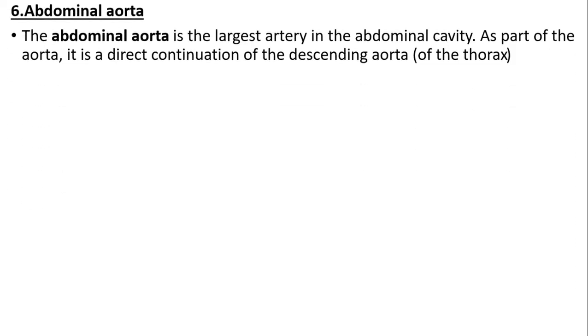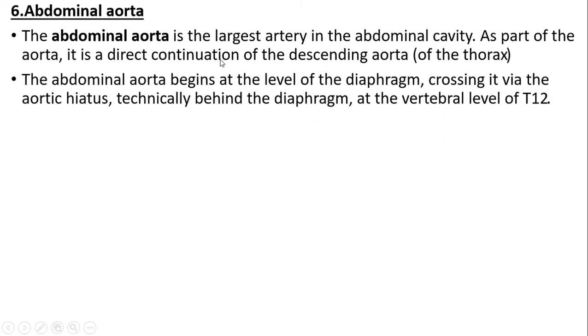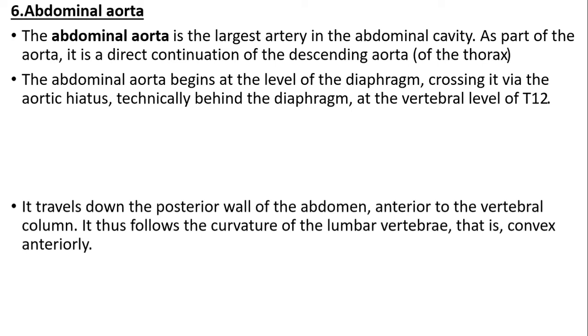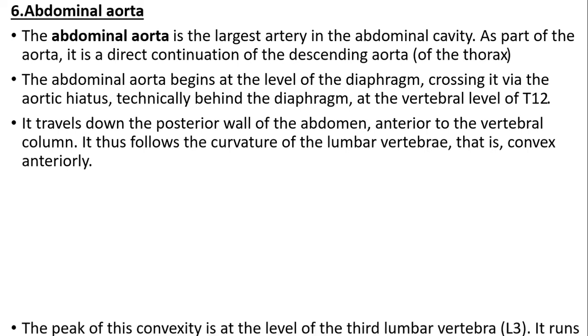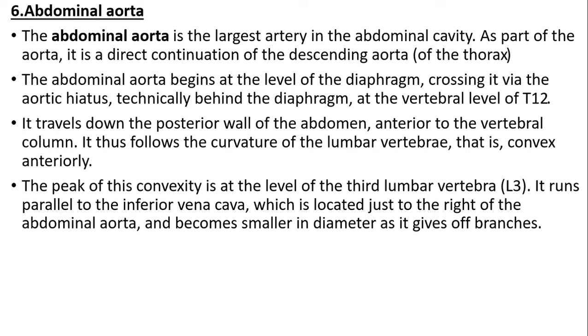Abdominal aorta. The abdominal aorta is the largest artery in the abdominal cavity. As a part of the aorta, it is a direct continuation of the descending aorta. It begins at the level of the diaphragm, crossing it via the aortic hiatus, behind the diaphragm at the level of vertebra T12. It travels down the posterior wall of the abdomen anterior to the vertebral column, following the curvature of the lumbar vertebrae, which is convex anteriorly. The peak of this convexity is at the level of the third lumbar vertebra.